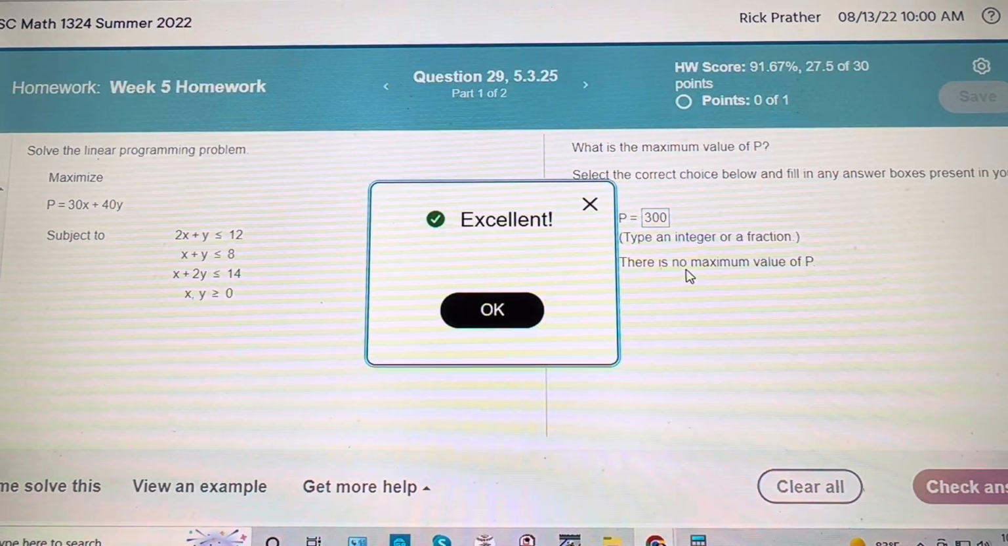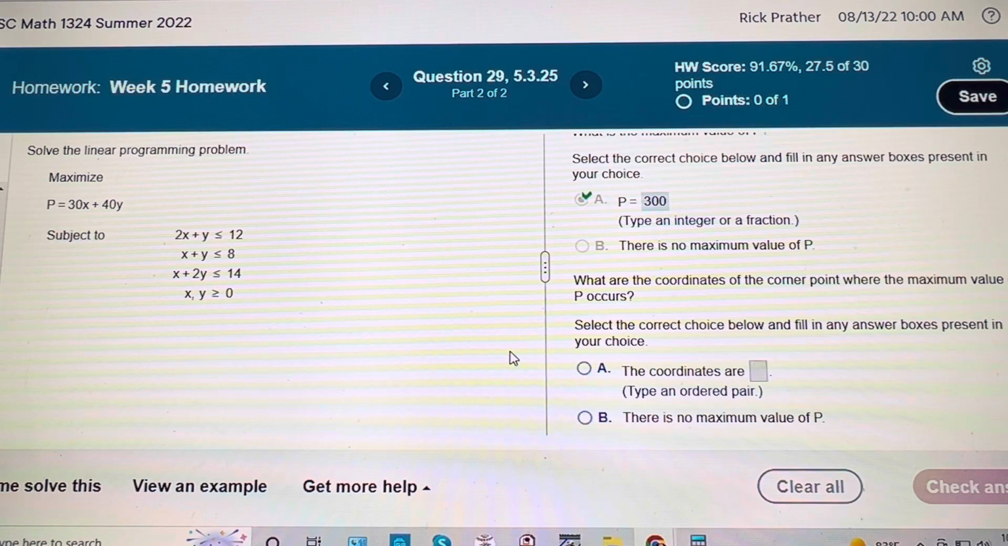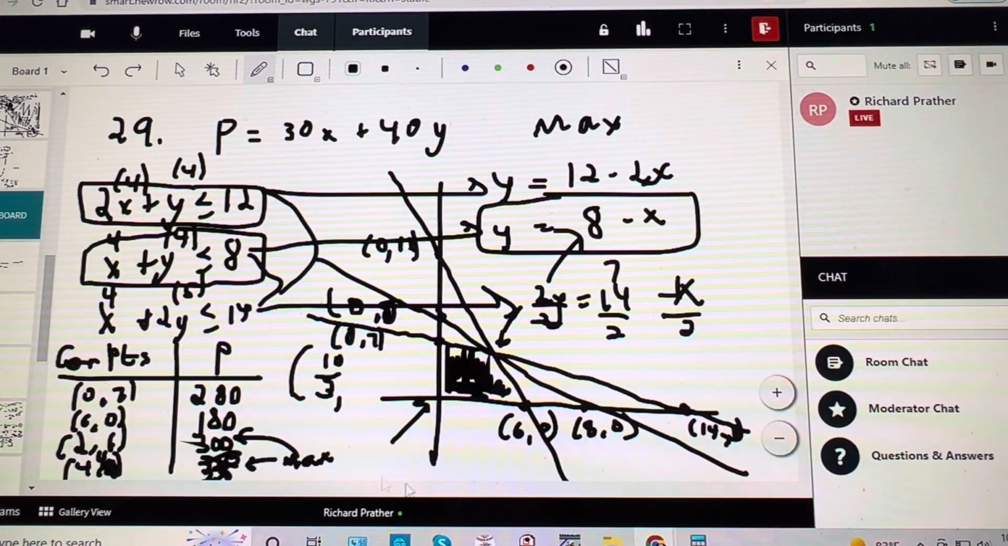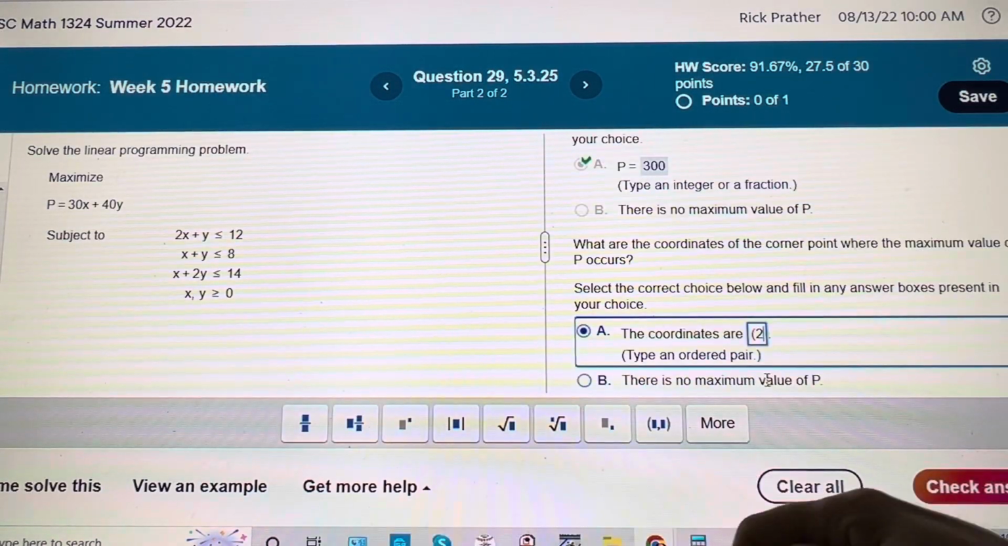There we go. See, this is hard if you don't have graph paper to see where these things are crossing each other. And which coordinate was that? That was the 2, 6 coordinate. 2, 6.